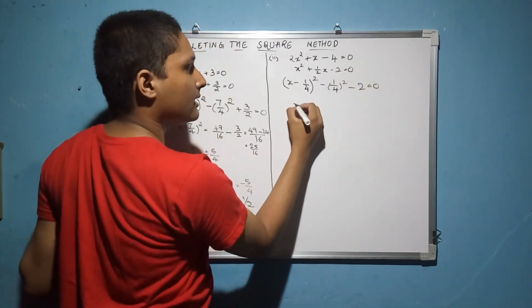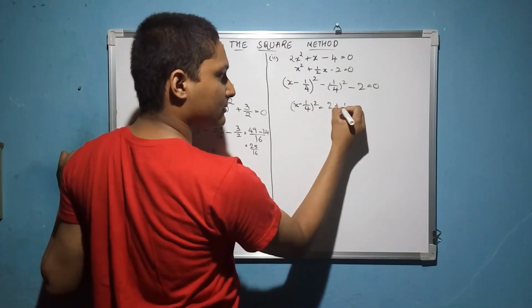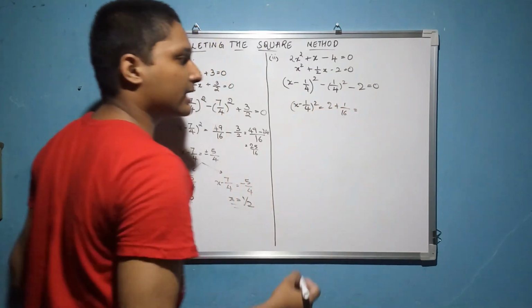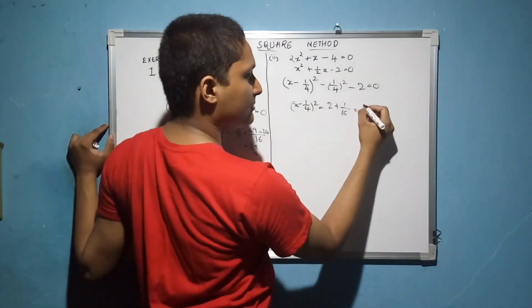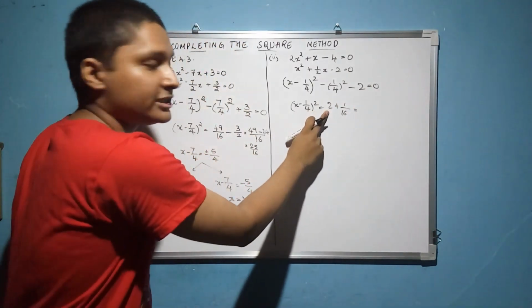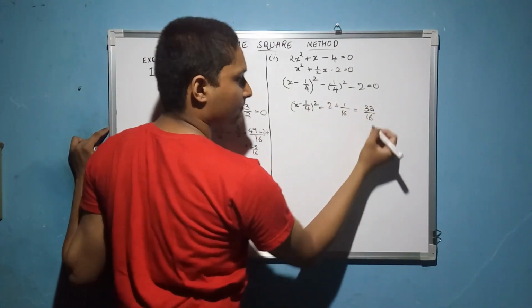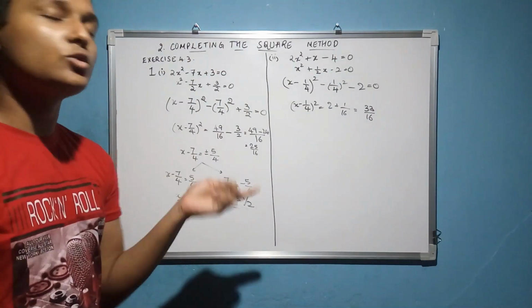Okay, then you have (x minus 1/4) whole square is going to be 2 plus 1/16, or I can write it to be 17/16. Not 17. 16 into 2 is 32, 32 plus 1 is 33. So it is going to be 33/16. Okay, now we need to take the root on both sides.